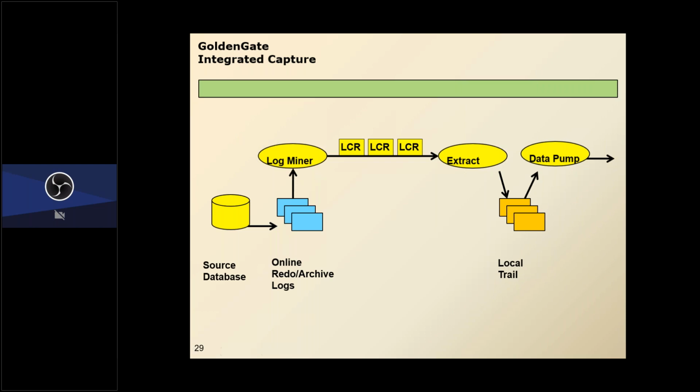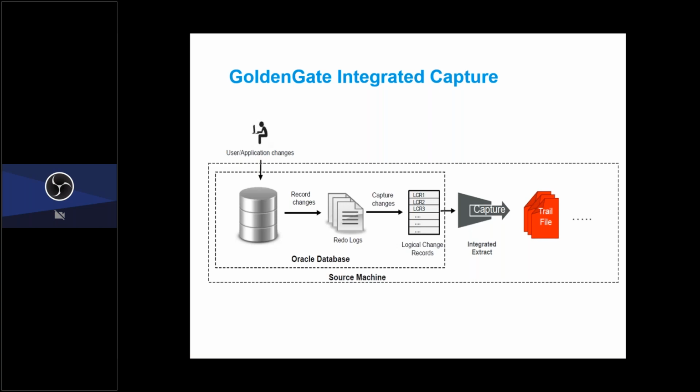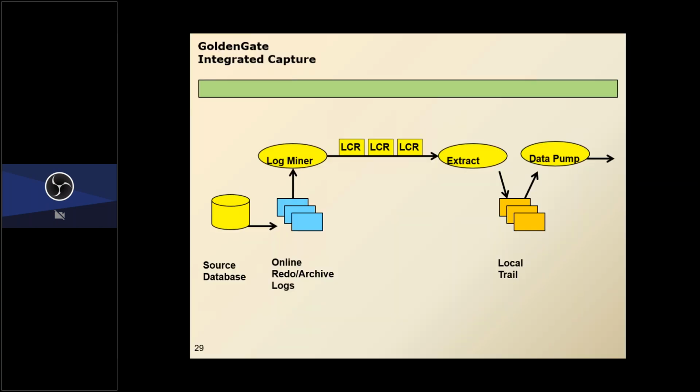Now log miner passes on the changes needed by the extract process in the form of LCR. LCR stands for logical change records. Whatever changes are needed by the extract process are passed on to it in the form of LCR, and once the extract process receives those changes, it writes them to the local trail file.